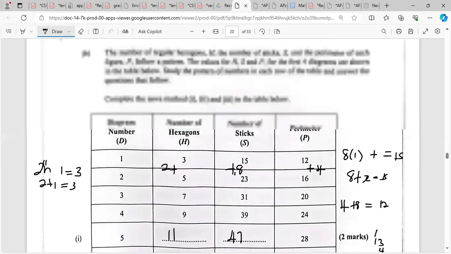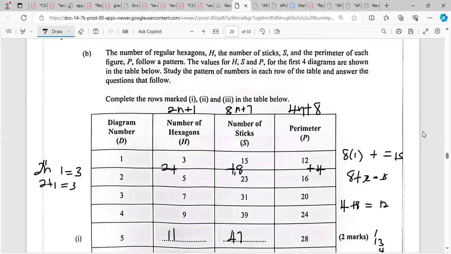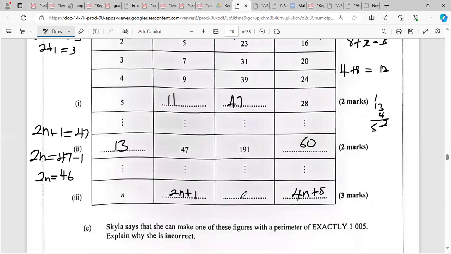Oh, this one was 8n plus 7. So that was very straightforward. 8n plus 7. We have practiced so many of these. Everybody should get this. Alright, cool.